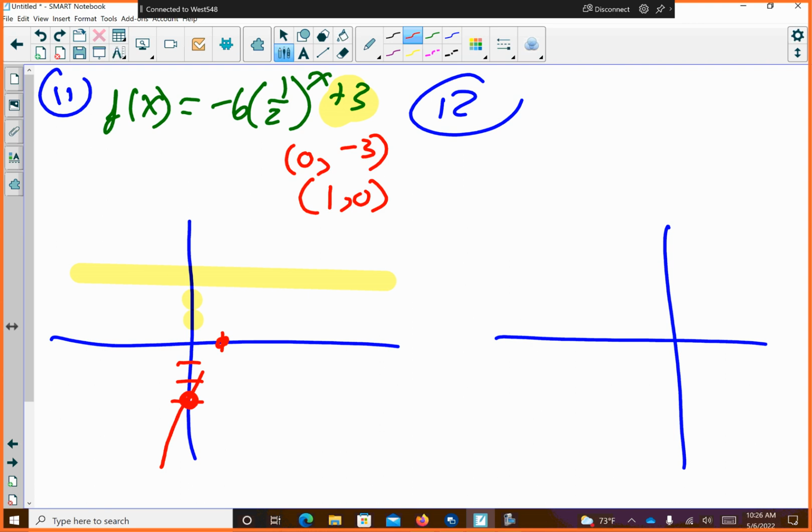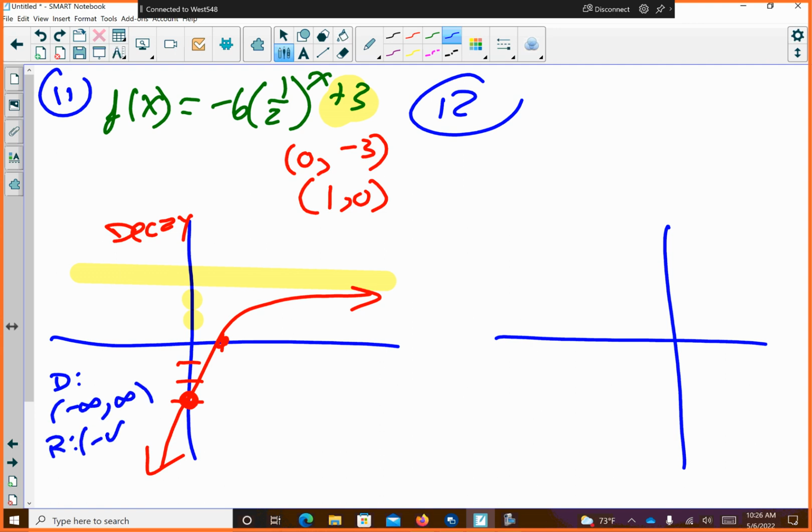So this is going to look like this. By what we said before, as I go to the right, is this growth or decay? Decay. As I go to the right, it gets close to my asymptote. So this is a decay model. My domain will be negative to positive infinity. My range is from negative infinity up to whatever the asymptote, which is 3. Make sense?